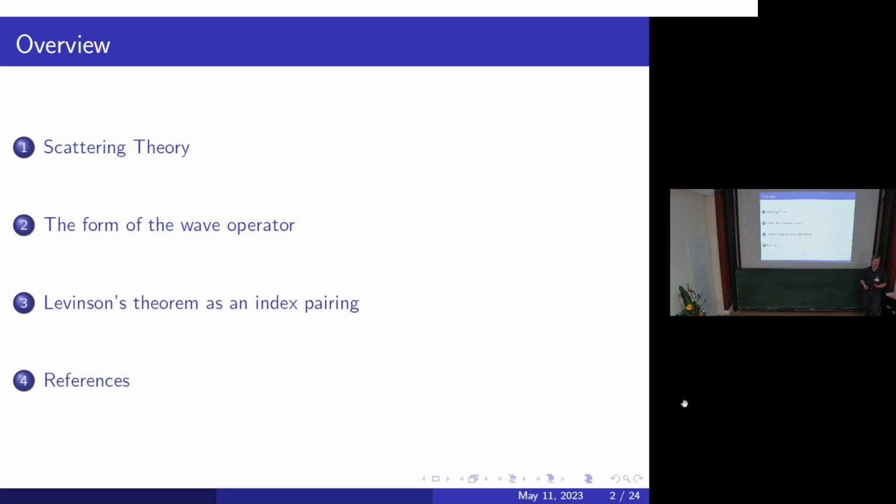Once I do that, there are some particular operators of interest in scattering theory. One of them is the wave operator, and another is the scattering operator. I'll show that the wave operator for Euclidean scattering has a very particular universal form. This form actually allows us quite easily to construct an index pairing which computes the number of eigenvalues of the operator we care about. This can be seen as a topological interpretation of a well-known quantum mechanics result called Levinson's theorem.